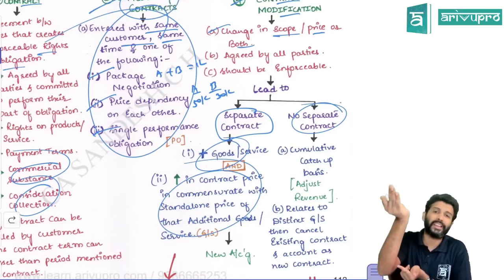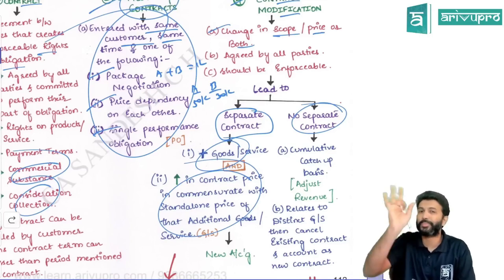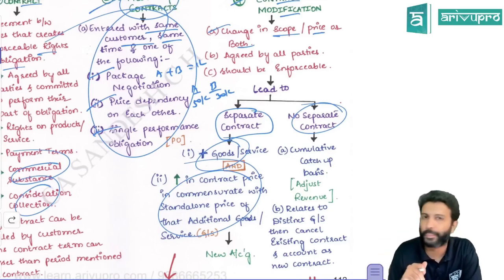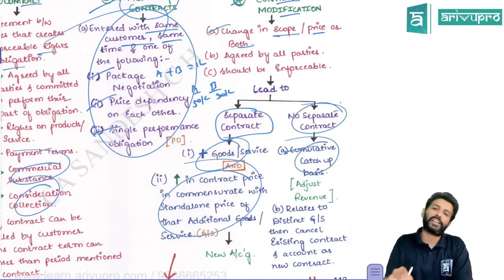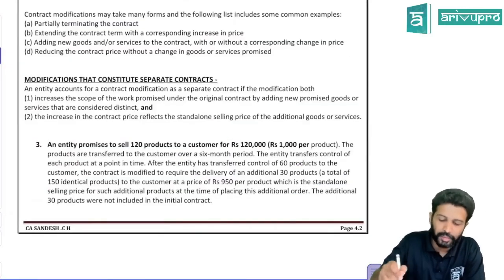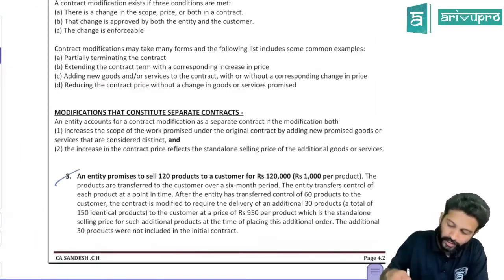So the contract price would have increased. The increase in the contract price should be as per the market terms. Only then it will lead to a separate contract. Otherwise, if it is not a separate contract, we do something called cumulative catch-up accounting. Let's learn this with the help of an example. Let's look at our case study.